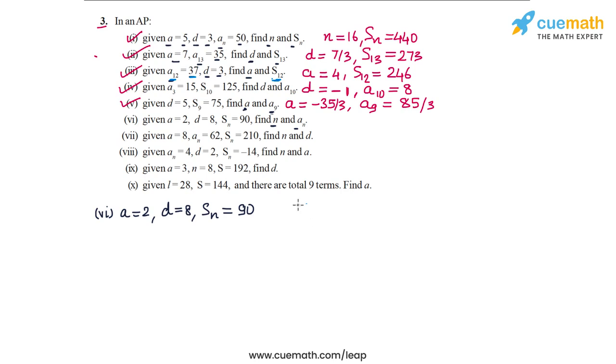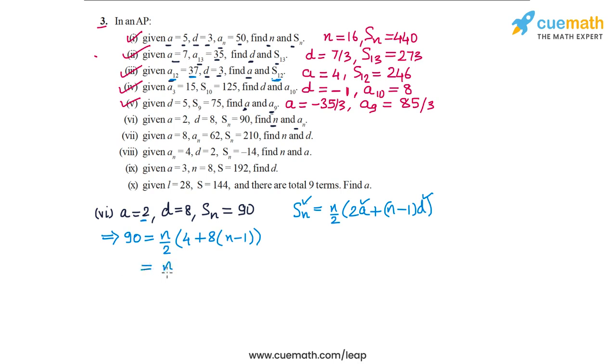So let's make use of the relation Sn is equal to n by 2 into 2a plus n minus 1 times d. So we have Sn, we have a, we have d. What we don't have is n. So let's plug in the values and form an equation in n. So Sn is 90. So 90 is equal to n by 2 times 2a. So 2a is 4 plus n minus 1 into d. d is 8. So 8 into n minus 1. So this is the equation we get.